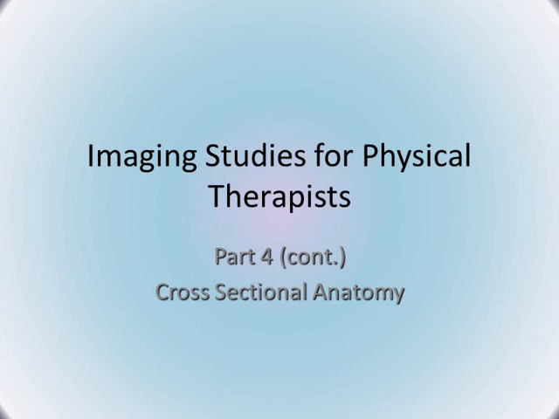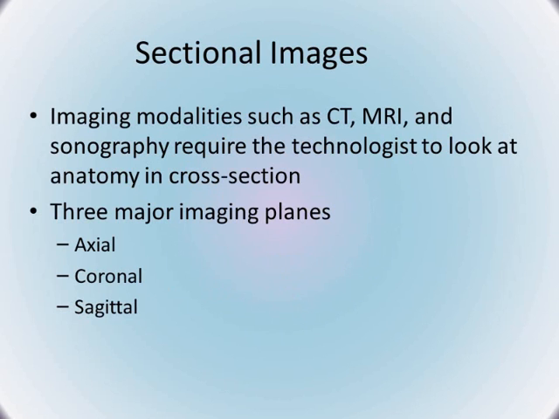Imaging Studies for Physical Therapists, Part 4, Cross-Sectional Anatomy. Imaging modalities such as CT, MRI, and sonography require the technologist to look at anatomy in cross-sectional planes. The three major imaging planes are axial, coronal, and sagittal.